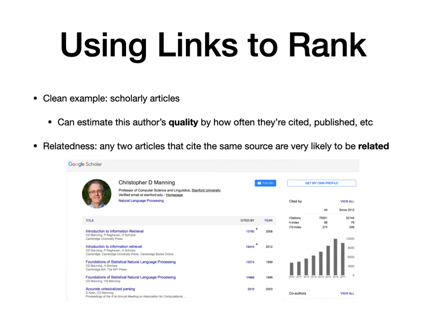So that's how we're using links to rank. A very clean example of this general idea is in a lot of academic work, scholarly articles. You can estimate the quality of an author's research. I hesitate to say that, but in a sense, how often is this author cited, right? How often are their works cited? How often are they published, right? So this relatedness idea is sort of this third-party confirmation, right?